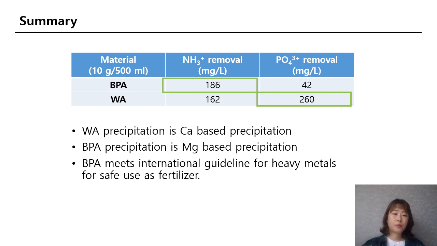And the precipitants of both WA and BPA have different chemical characteristics. WA precipitant is the calcium-based precipitation. However, BPA precipitation is the magnesium source-based precipitation, which is Struvite. And BPA meets international guideline for heavy metal for safe use as a fertilizer.